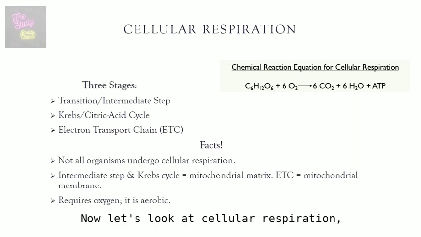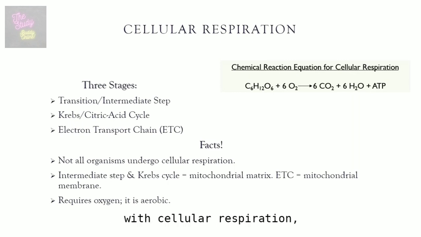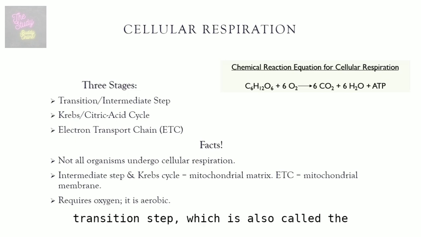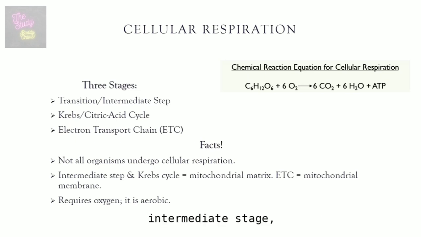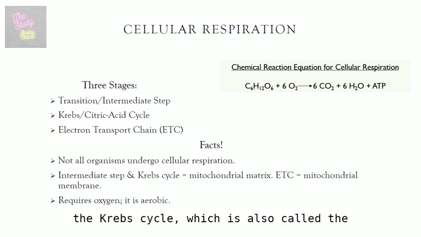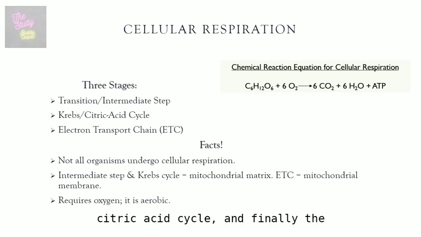Now let's look at cellular respiration. With cellular respiration, there are three stages, which include the transition step, which is also called the intermediate stage, the Krebs cycle, which is also called the citric acid cycle, and finally the electron transport chain.